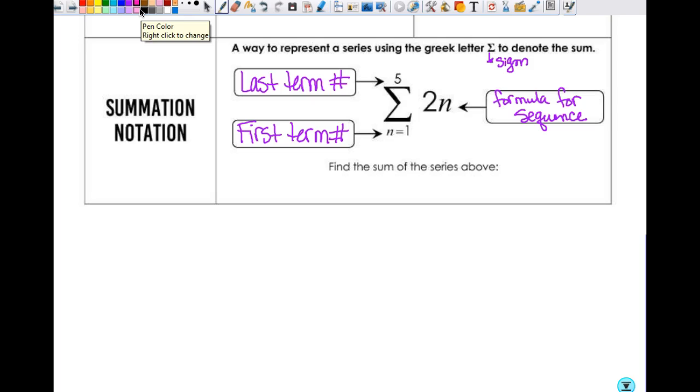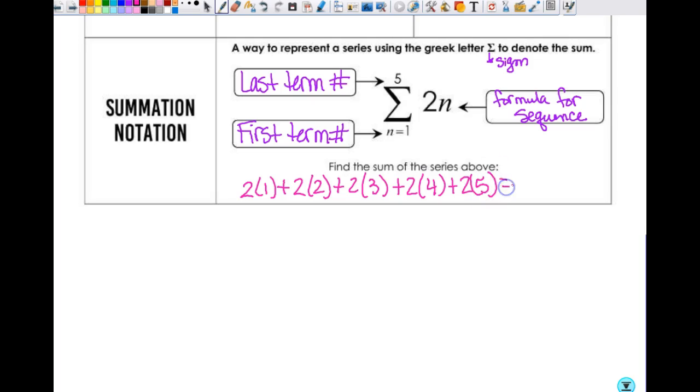Okay. So we want to find the sum of the series above, right? So if it's 2 times n, then we're going to take 2 times 1 plus 2 times 2 plus 2 times 3 plus 2 times 4 plus 2 times 5. Because it says, find the sum of the series above. So we're finding the sum. This is what this means. I want the sum of this sequence from 1 to 5. So these are my n numbers. It's 2 times n.